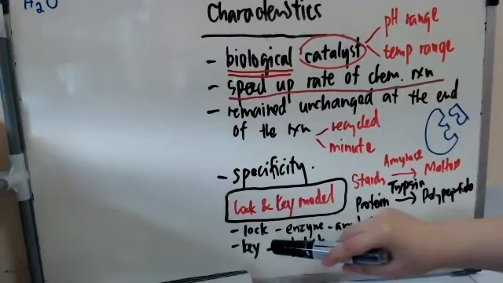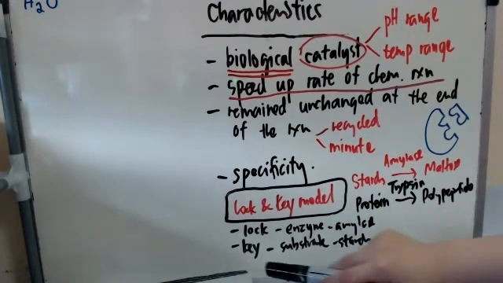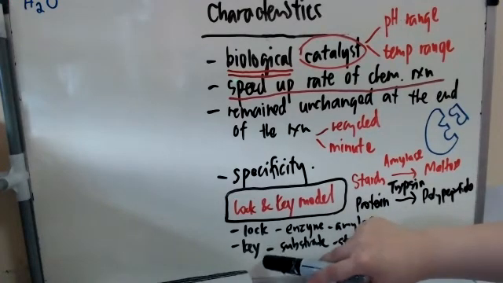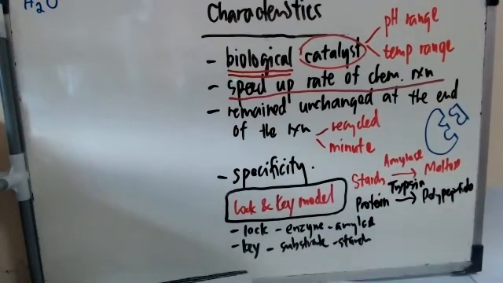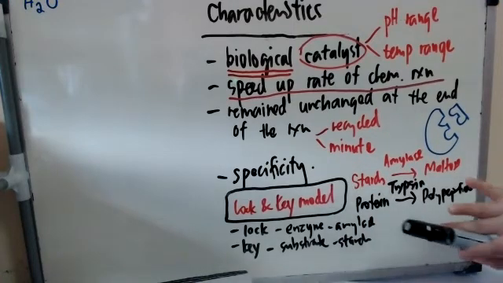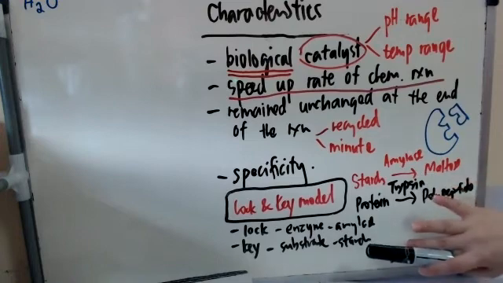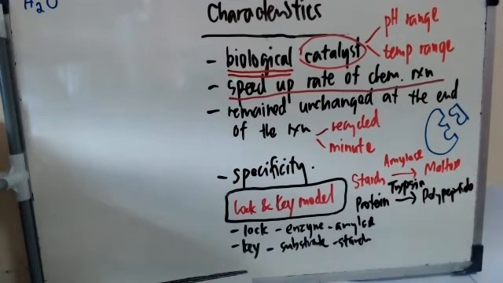Then you can explain how the lock and key is very specific to each other. Only the right enzymes can break down that particular substrate. Easy? Yeah, so basically, these are the characteristics of the enzymes that you need to know.